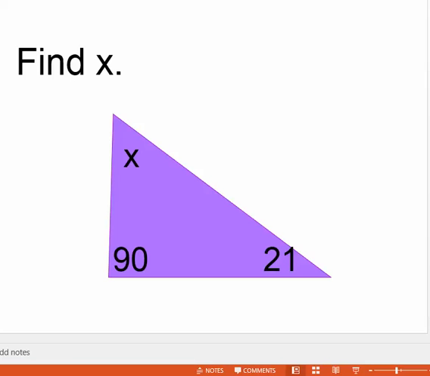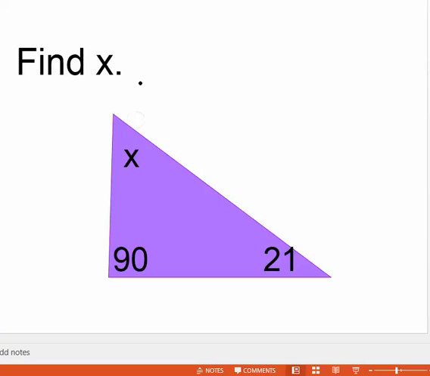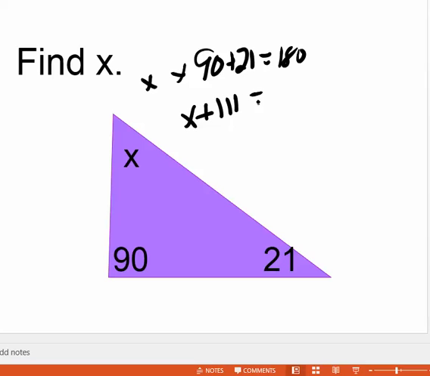This, first of all, we notice is a 90-degree angle, which means it's a right triangle. Looking at this, we have 90 plus 21 plus x is 180. 21 plus 90 is 111. So x plus 111 is equal to 180. Subtract 111. X is equal to 69.